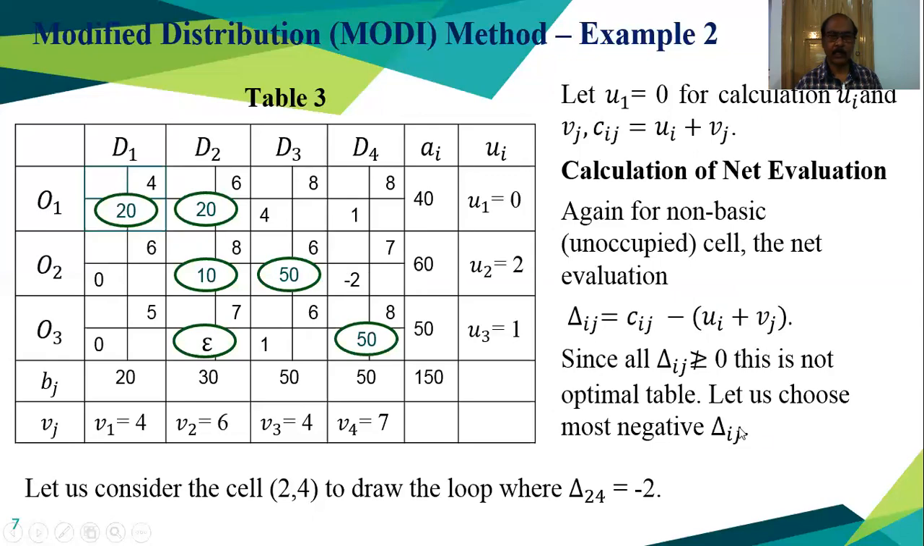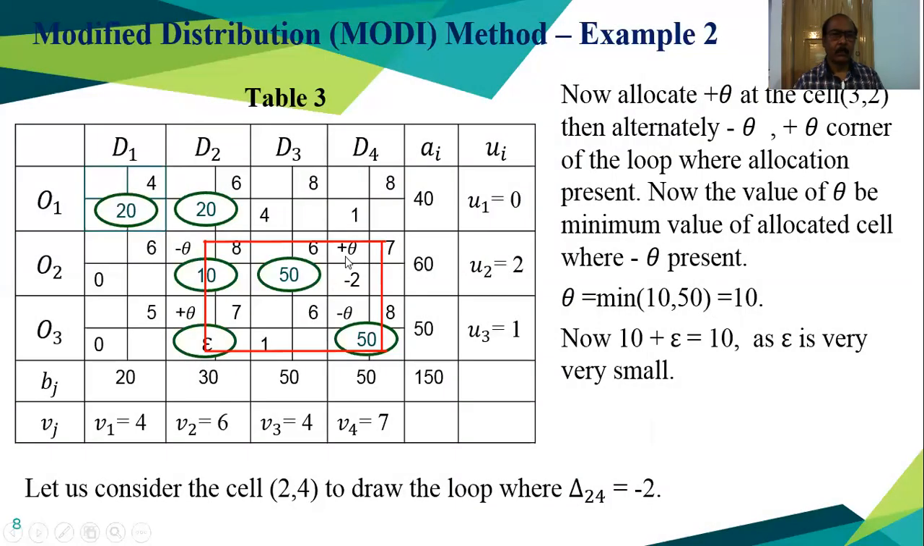Now move to the next. Plus theta, minus theta, plus theta, minus theta. This is the loop. Now minus is here where the allocation is 10. Minus is here where the allocation is 50. Now we have to find the minimum value of theta. Theta is equal to minimum of 10, 50, which is equal to 10. Now, since the value of theta is 10, theta is to be added here. So epsilon plus 10 will be 10 because epsilon is very small.